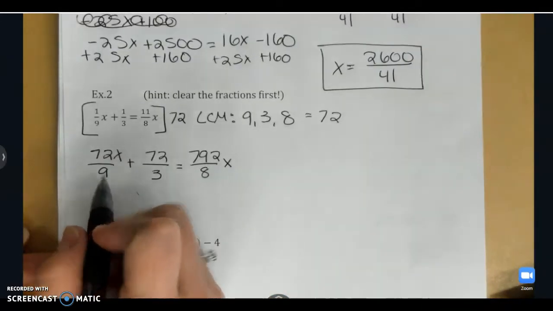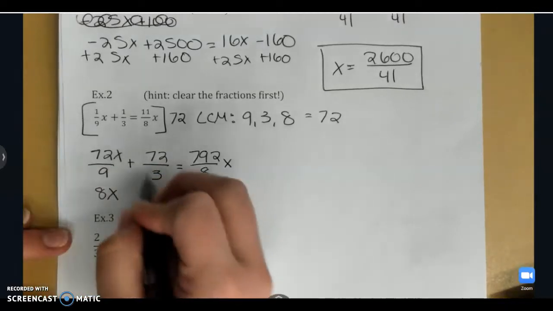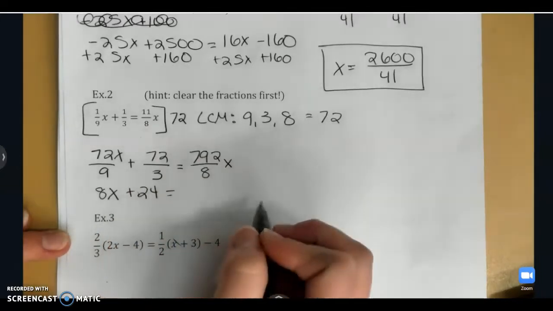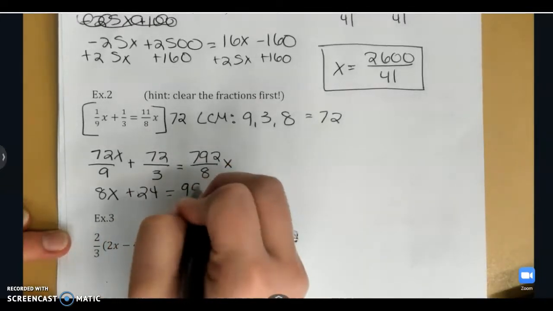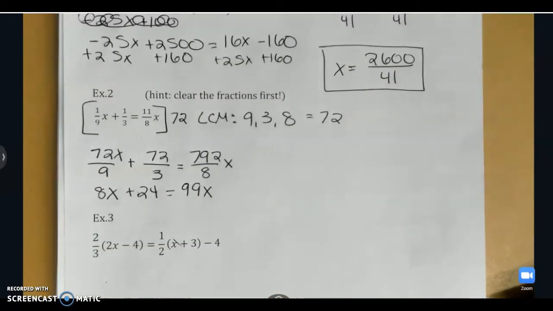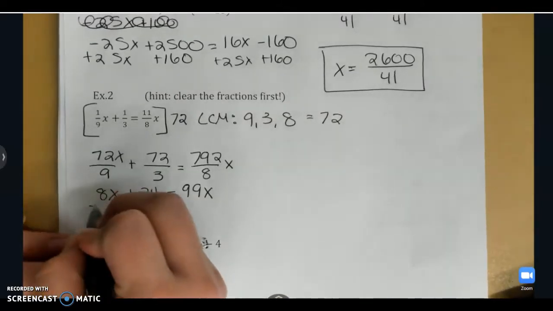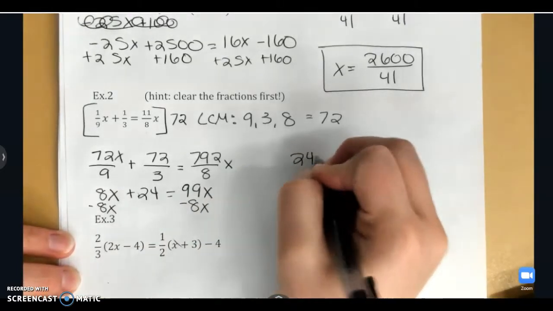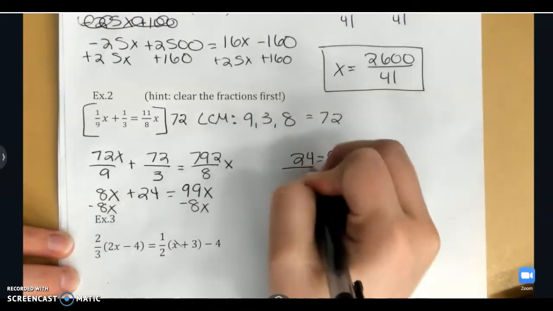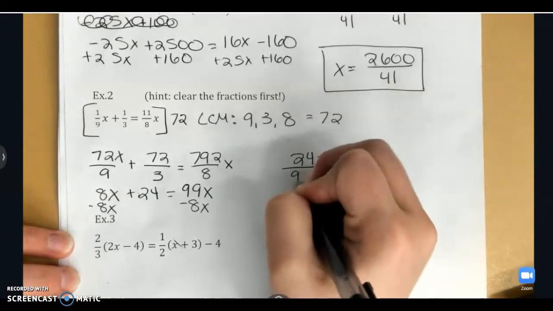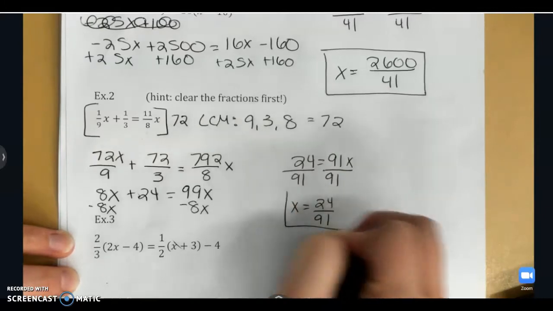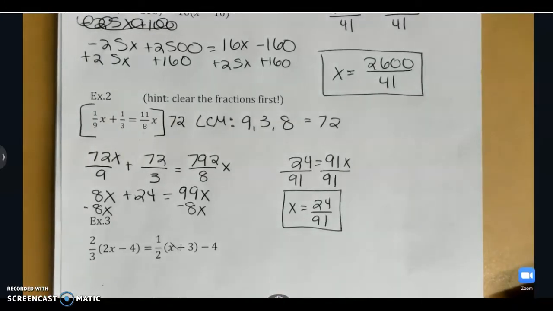So 72 divided by 9 is 8. 72 divided by 3 is 24. And 792 divided by 8 is 99. So that's a much prettier equation to solve. We cleared our fractions, and now I'm going to get x by itself. So 24 is equal to 91x, divide, and we're going to, again, just leave this as a fraction. So x is 24 divided by 91.